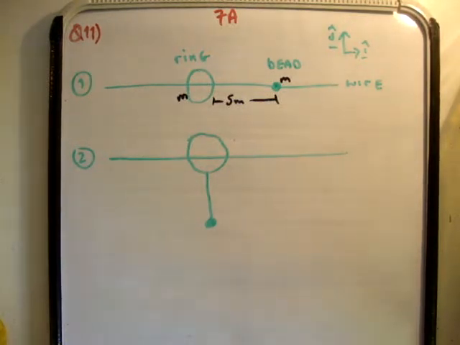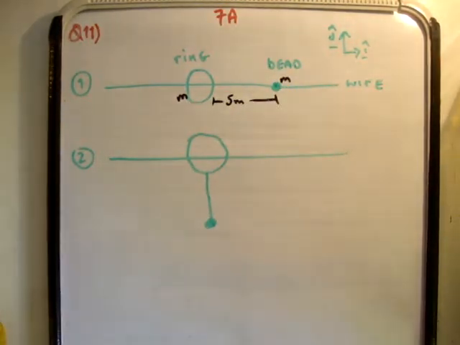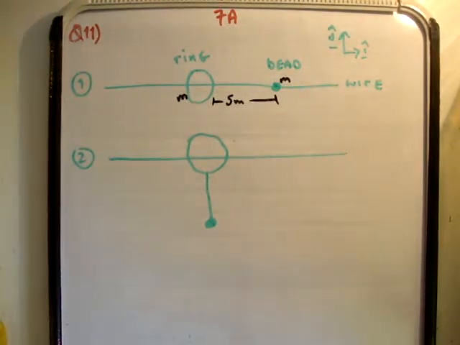This reads: a ring of mass m is threaded over a taut horizontal wire. The ring is attached to a bead of mass m by a taut inelastic string of length 5 meters. The system is released from rest in a horizontal position. Find the speeds of the ring and the bead when the string is vertical.